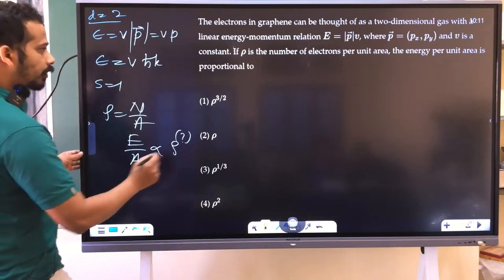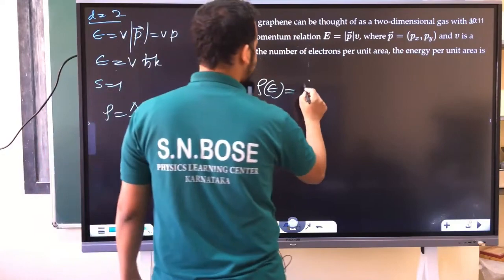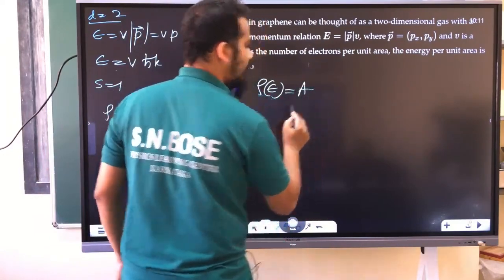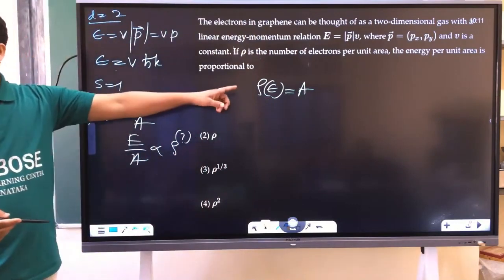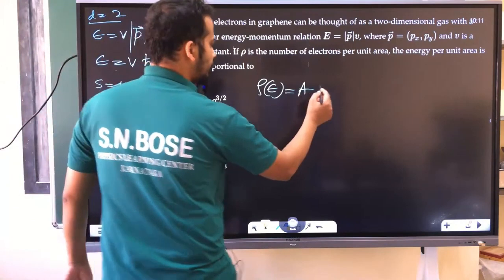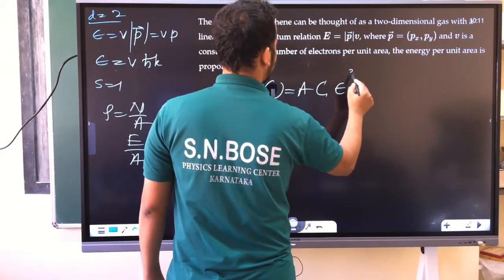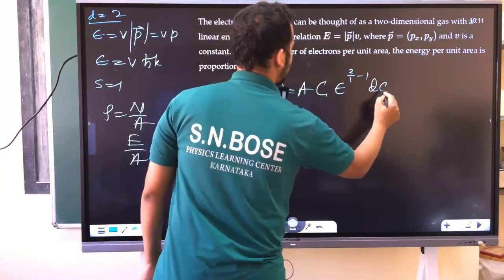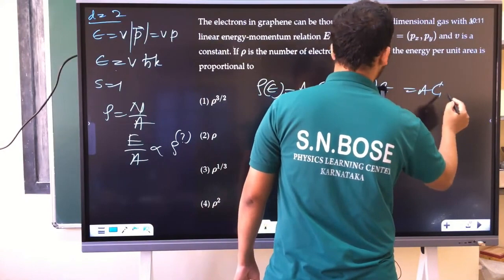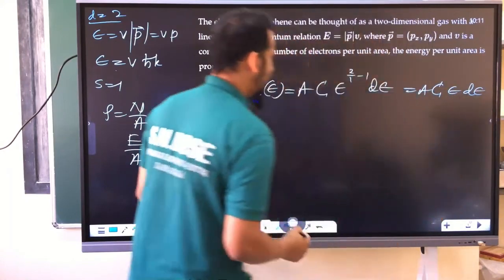First you need rho of E, isn't it? Shall I write it here? Rho of E is equal to a constant. Volume is there, not volume, area will be there. Am I right? In rho of E, this is a two-dimensional case, so area will be there. Area into some constant into E to the power D by S minus 1 dE, that is, 2 by 1 minus 1. That's equal to area into constant into E dE, isn't it? So can I write like this?